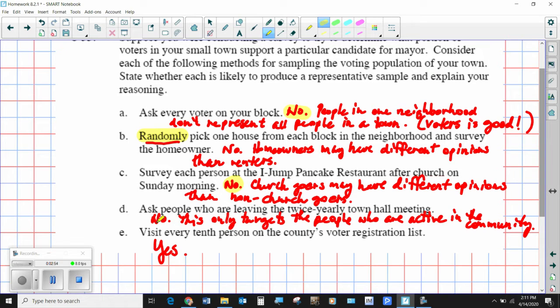For D, ask people who are leaving the twice yearly town hall meeting. Well, these people are active and they're probably voters, so in that respect, it's pretty good. But still, you're only getting people who are active within their community, who go to the town hall meetings.